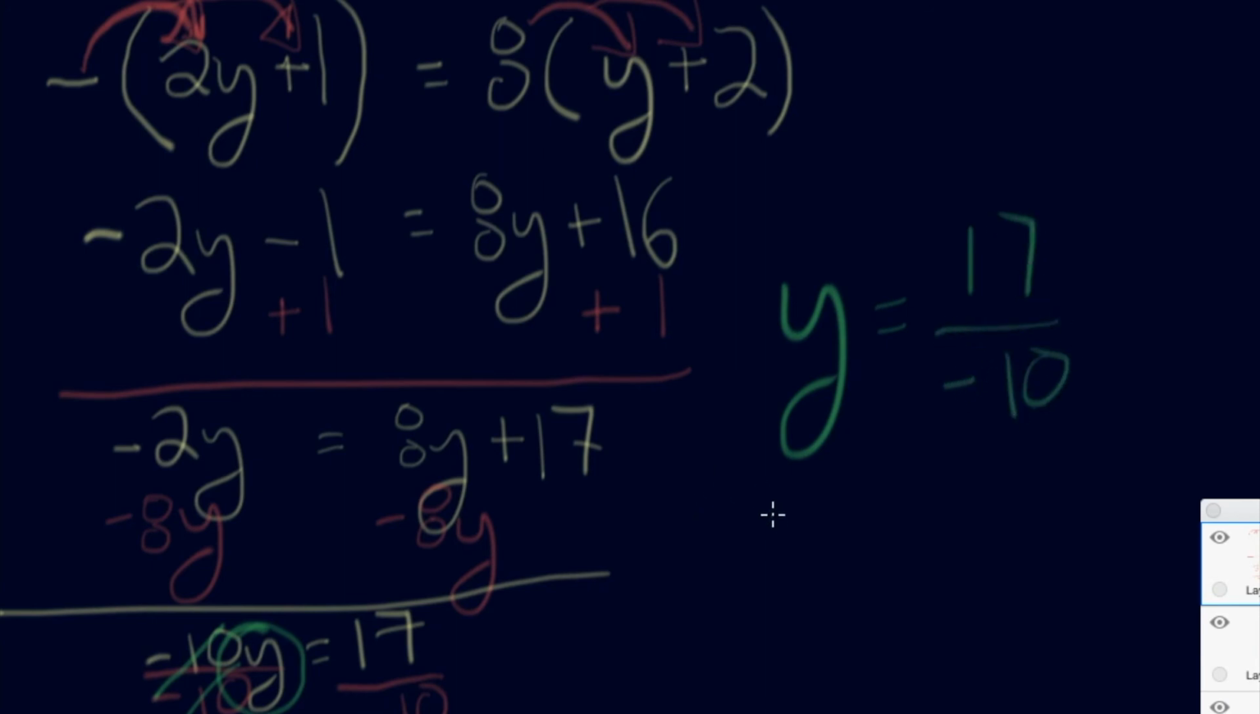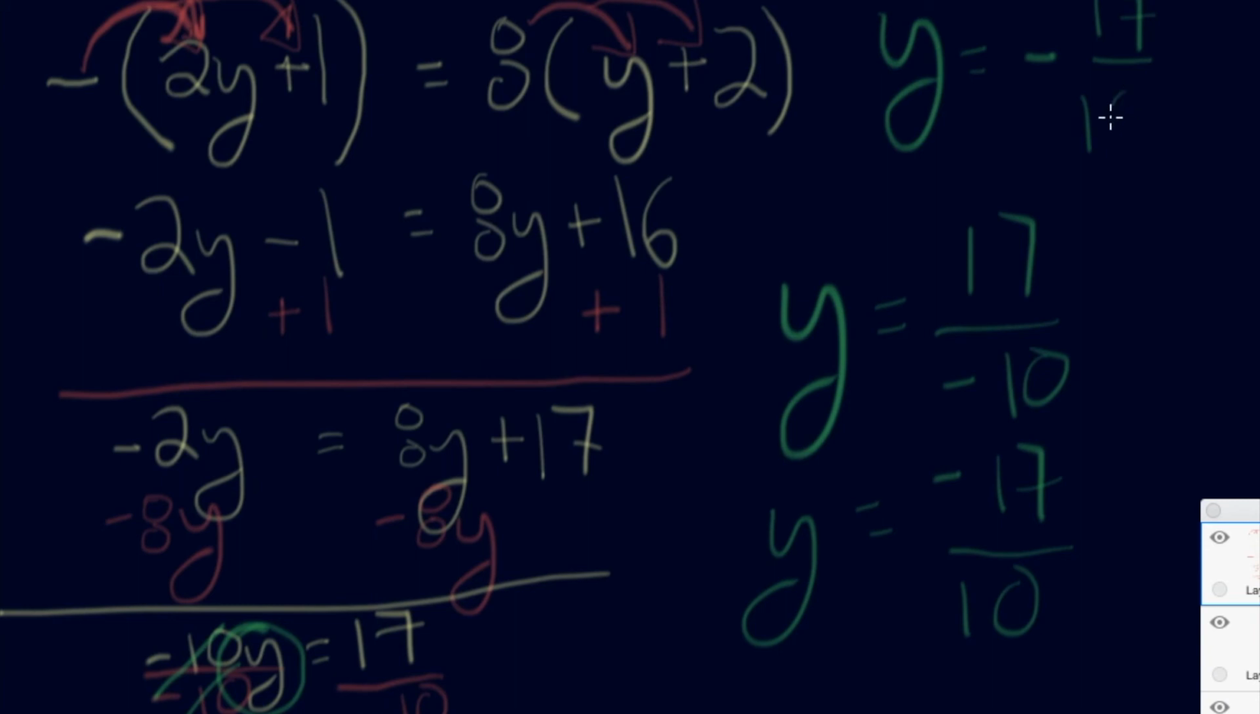Some kids ask me if that's the same thing as this: y equals negative 17 over 10. Or is it the same thing as y equals negative 17 over 10? Those are all the exact same thing, just written a little bit differently. So there you go. Let's take a look at the next one.